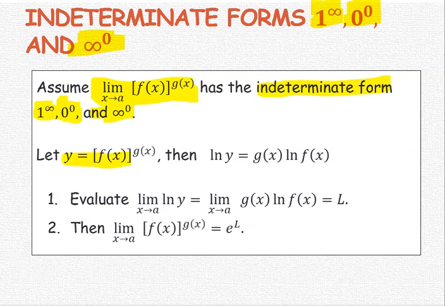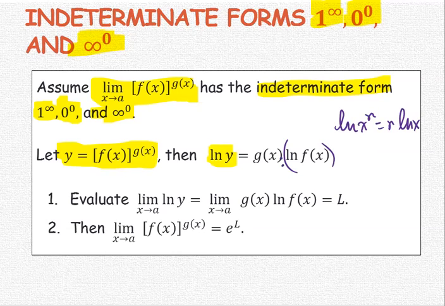First, let y be the function f raised to the power of the function g. Then the natural log of y is g multiplied by log f, based on the power property of the log, as the natural log of x to the power r equals r times natural log of x. From the power form, now it becomes the product of g and the natural log of the base function f.